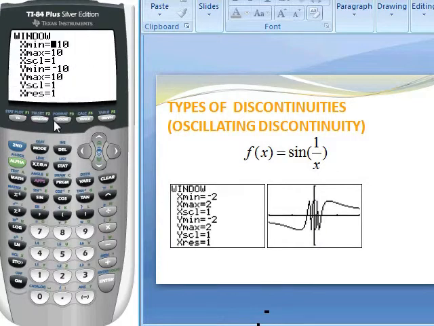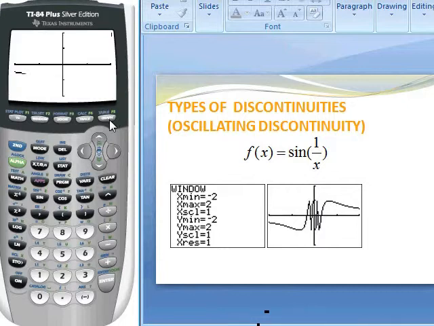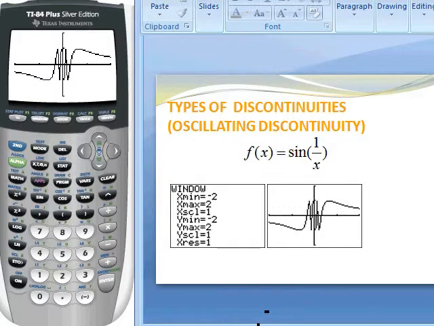I go to window, and I will go -2 to 2 for x, and here -2 to 2 as well. And push graph. And you can actually see the oscillation right here. Very good. So that is also a discontinuity. It's an oscillating one.